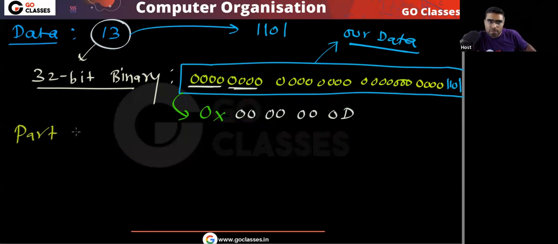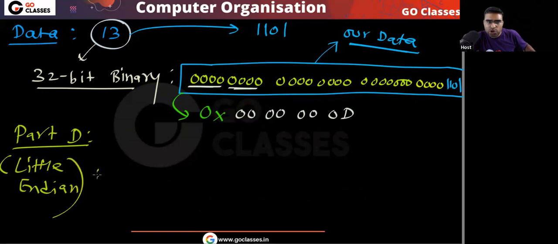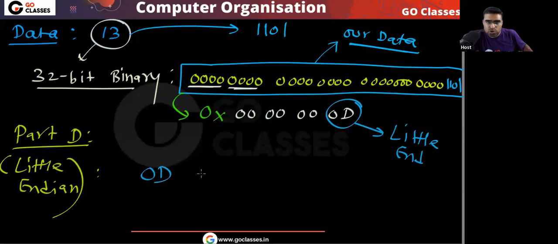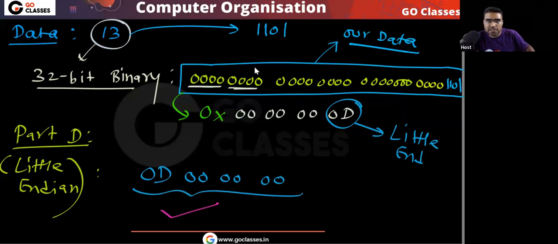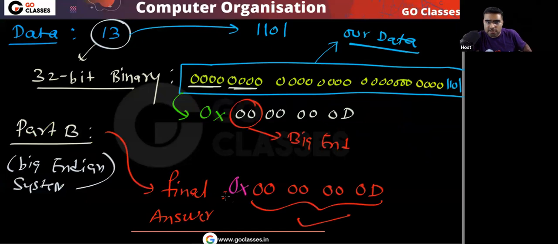What about part D? Part D means little endian. In the little endian, what will you do? You will start with the little end. This is the little end. Correct? Yes or no? So first you put this byte, then the next byte, then the next byte, then the next byte. This will be your answer. Quite simple, right? This is in hexadecimal, so just put here that the answer is also in hexadecimal.